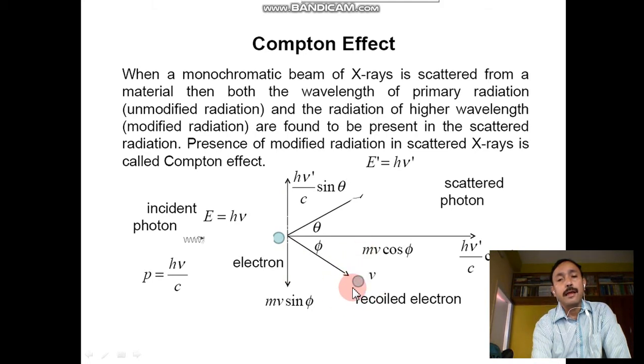If m be the mass of the recoiled electron, then its momentum is mv, its horizontal component becomes mv cos phi, and its vertical component is mv sin phi. If it is in negative direction, minus mv sin phi. Now photon, its momentum is h nu by c, its horizontal component is h nu dashed by c cos theta, and vertical component is h nu dashed by c sin theta.